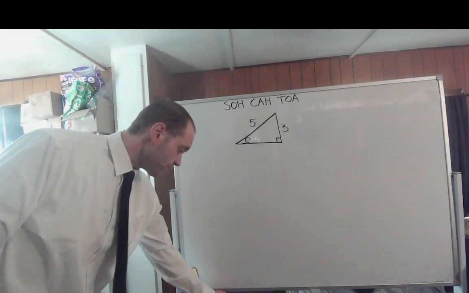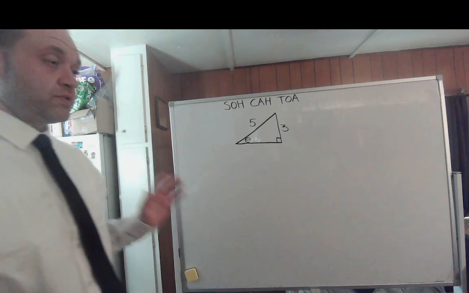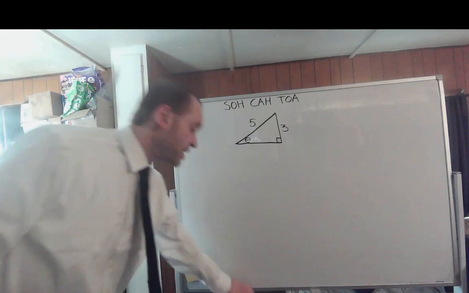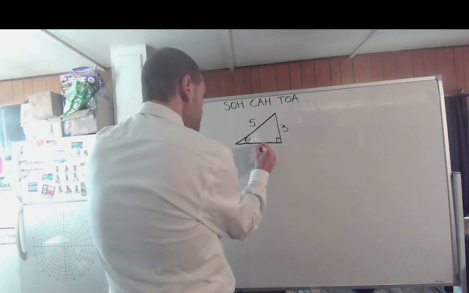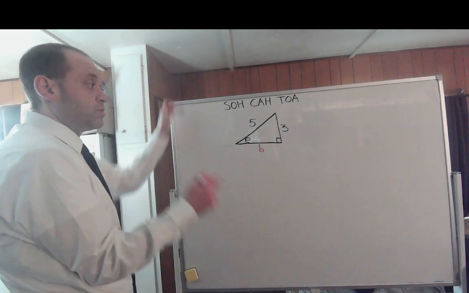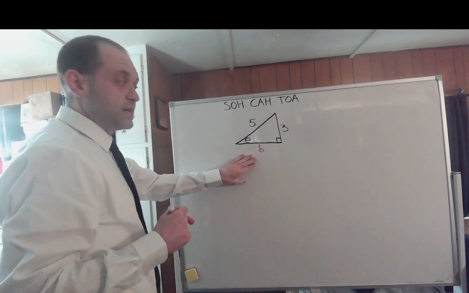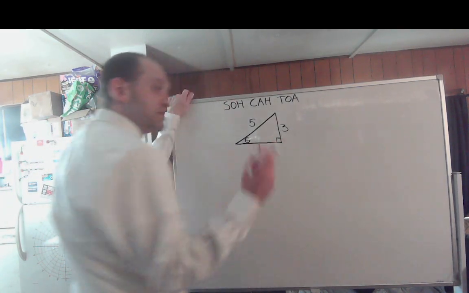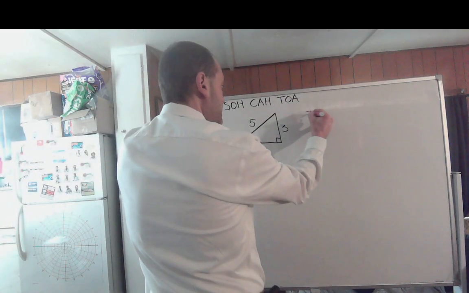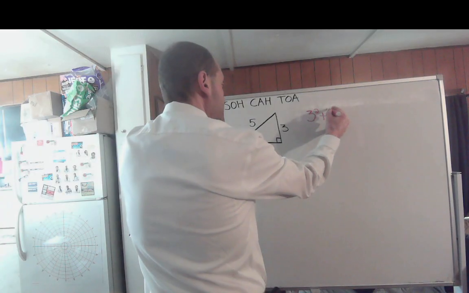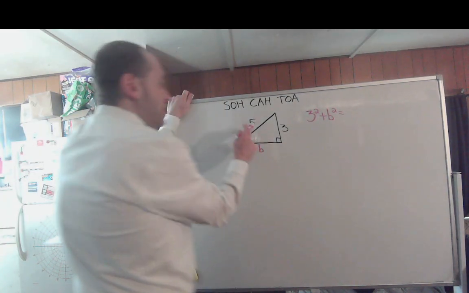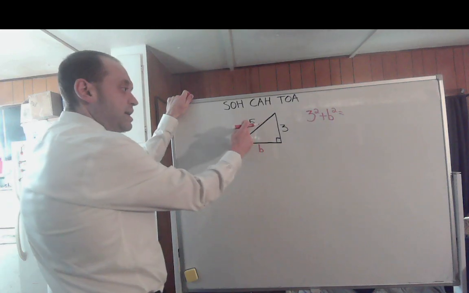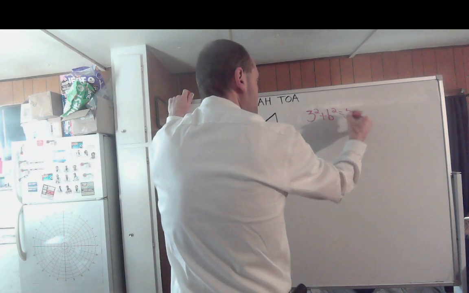So first thing you want to do though is you have a missing side. You definitely want to find that missing side. So let's call this side B. Well, what can we do to find the missing side? This goes back to Pythagorean theorem. So we know that a squared plus b squared equals c squared. So in this case, 3 squared plus that b squared would equal that 5 squared. Because the 5's your hypotenuse, the side opposite the right angle is always your hypotenuse.